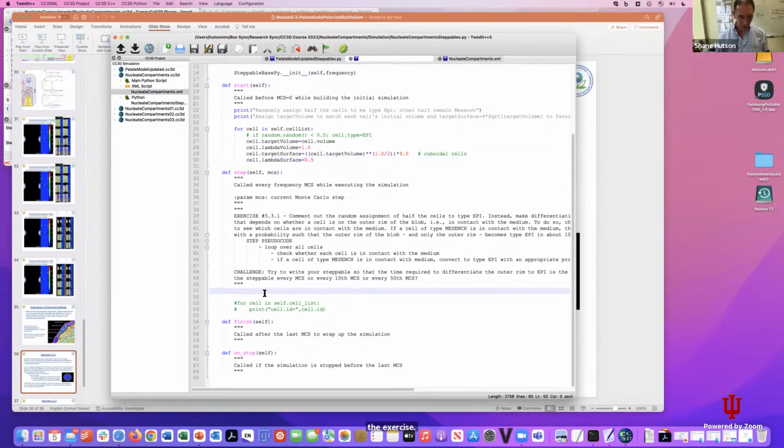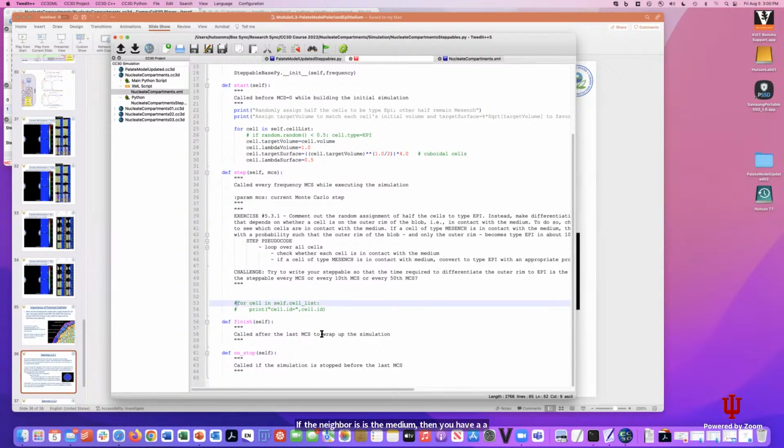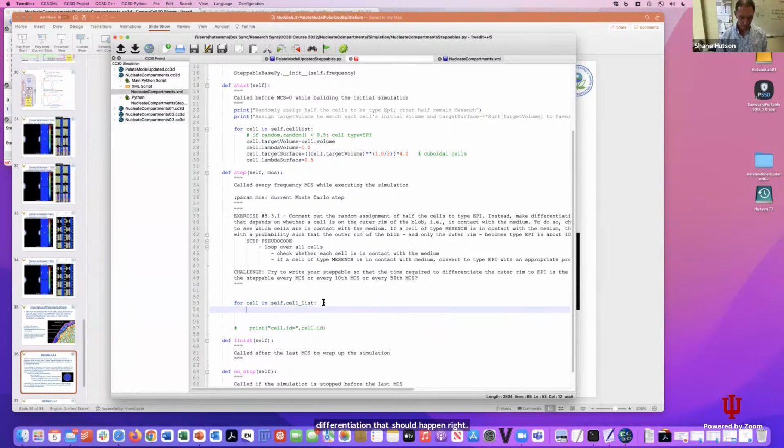So let's ask one of them, what do we need to put in here to make this work? Where do we even start to think about doing this? I didn't complete it, but I think the first thing is checking for the neighbors, right? If the neighbor is the medium, then you have a differentiation that should happen, right? Yep. So we've got to loop over all the cells, and we've got to check.